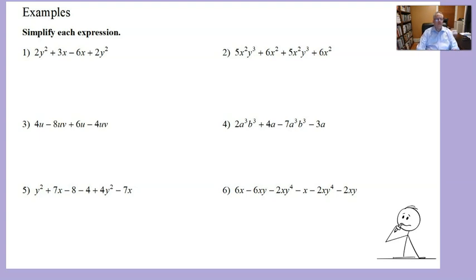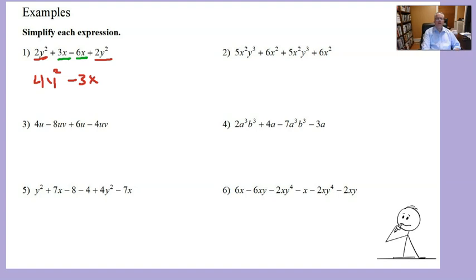So on this first one, looks like we have a couple different terms. We have terms with y squareds, and we have terms with just x's. So those are the terms we can combine. So 2y squared plus another 2y squared would be 4y squared. The exponent doesn't change. We're just adding 2 of something with 2 more of it. We get 4 of whatever it was. And then we have 3x minus 6x. Remember, this minus goes with the 6. That would be minus 3x.